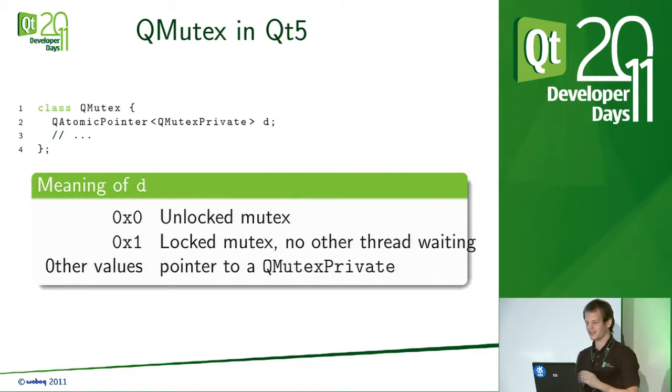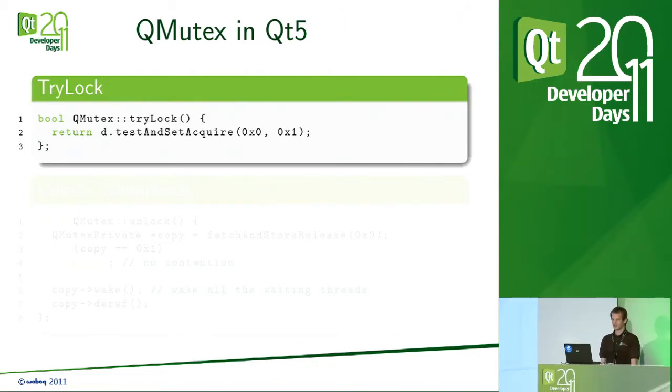By default, it's initialized to 0, which means the mutex is unlocked. So if the address of D is 0, the mutex is unlocked. And if the address of D is 1, this is a special value, then the mutex is locked, and we're guaranteed that there is only one thread that has the lock, and no other threads are waiting for this mutex. And then if it's a pointer to some address, then it's a pointer to QMutexPrivate. This pattern allows you to do the try lock. The try lock is basically trying to change D from 0, so from the unlocked state to the locked state. If that worked, that's it. We have the lock. If it did not, then we have to do a bit more. I'm going to explain later.